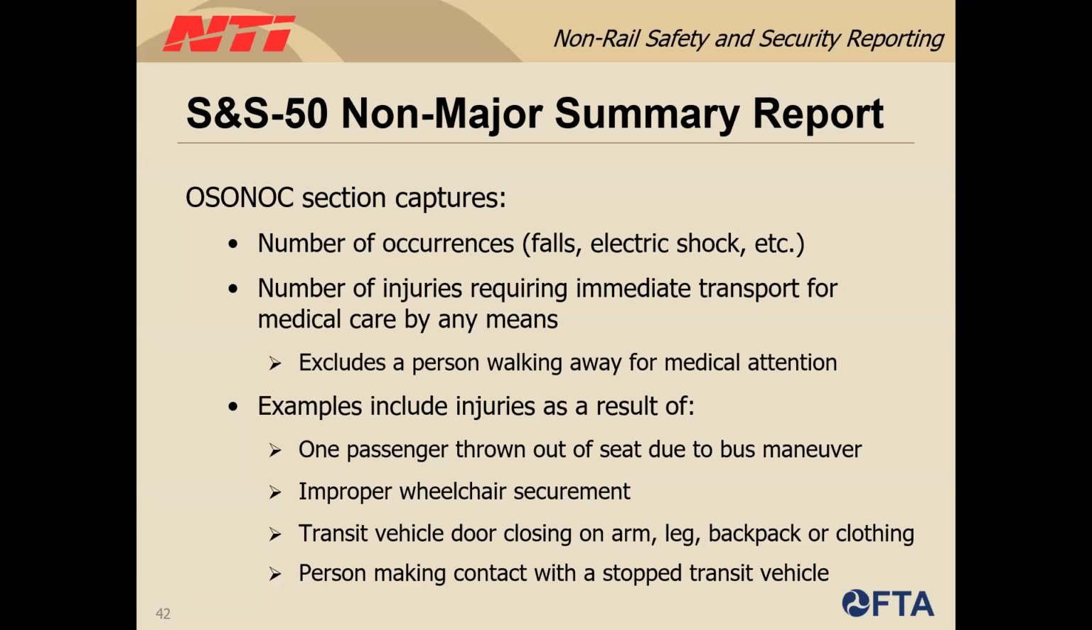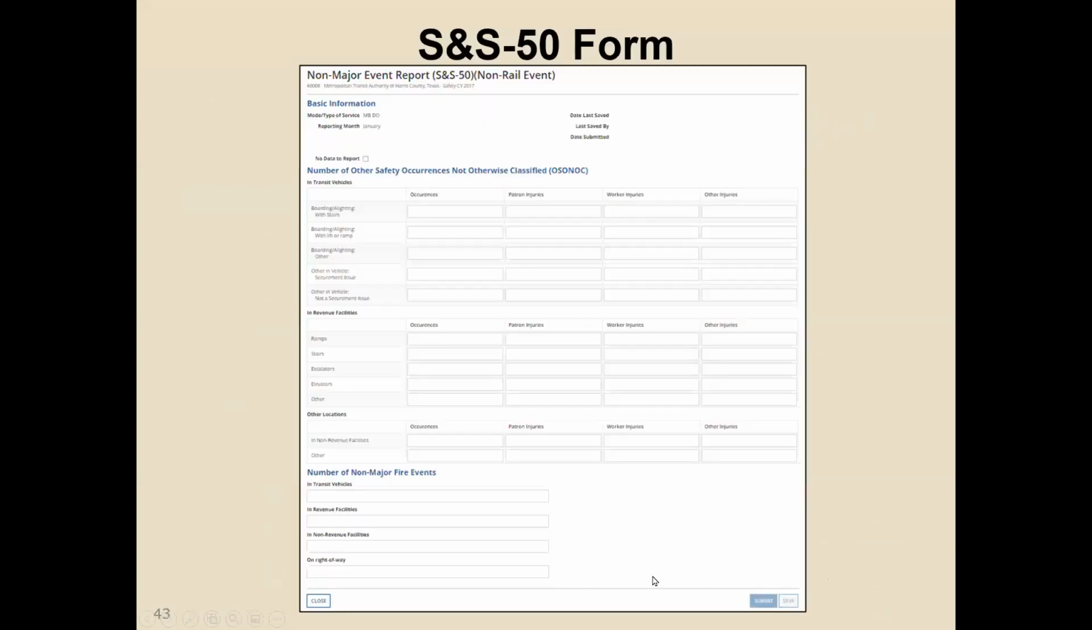Here's a few examples of reportable injuries. A passenger thrown out of their seat during a bus maneuver, improper wheelchair securement, so the wheelchair is sliding around, a transit vehicle closing on an arm or a leg or a backpack, or a person making contact with a stopped transit vehicle. So this is a screenshot of the SNS 50 monthly summary form.